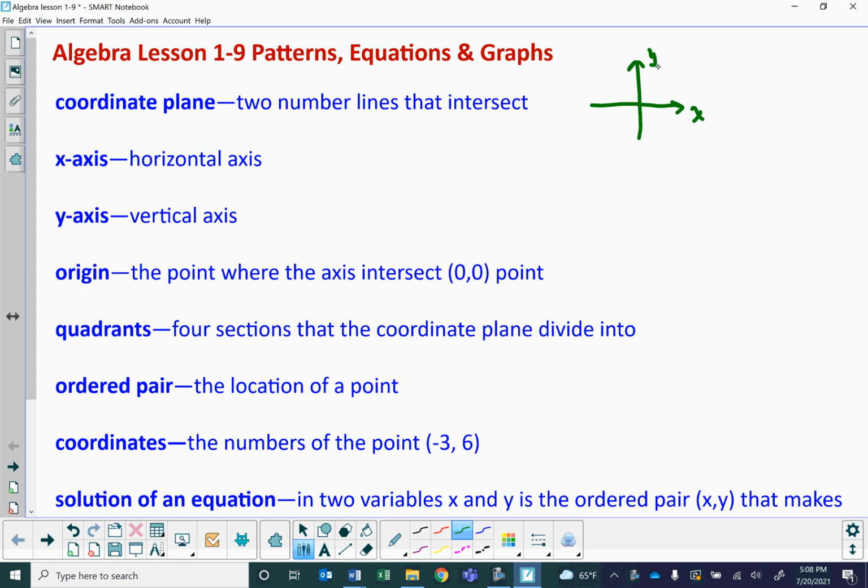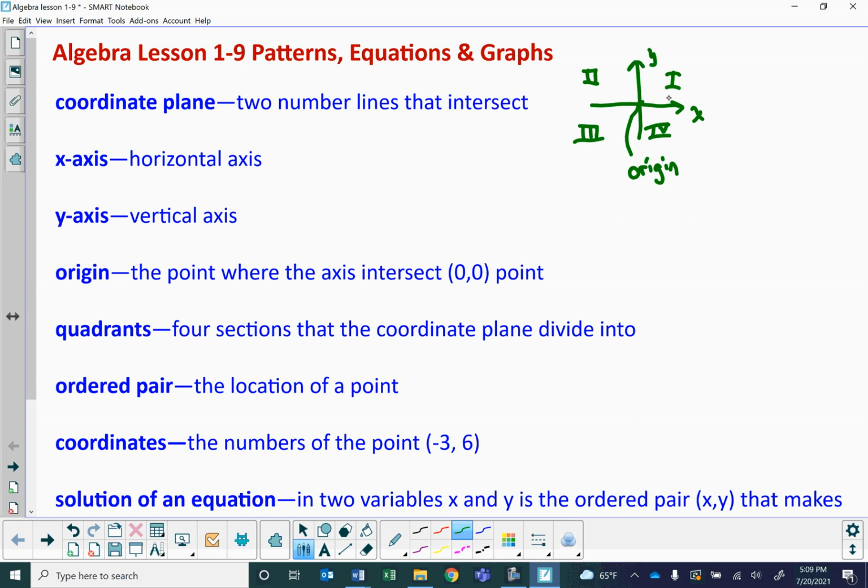The origin is the point where the axes intersect, which is at 0, 0. So right here, that would be your origin. The quadrants are the four sections that the coordinate plane is divided into, and quadrants are always labeled with Roman numerals. Starting in the upper right, this would be quadrant 1, this would be quadrant 2, down here is quadrant 3, and last but not least, this is quadrant 4. Always listed with Roman numerals, never using Arabic numerals, which is the way we normally write numbers.